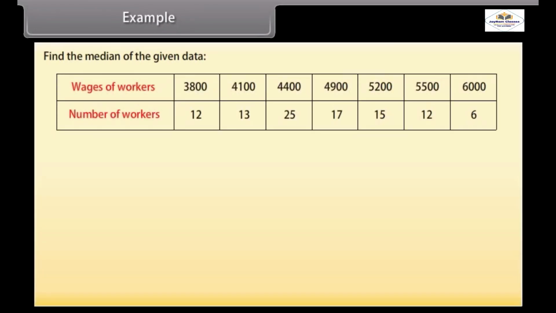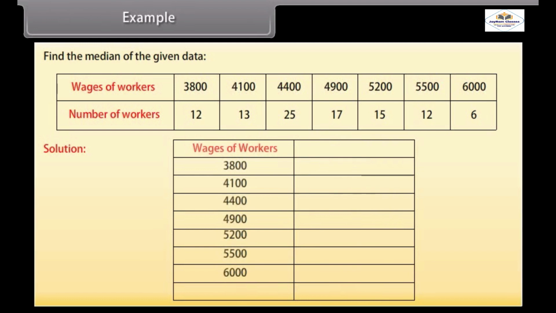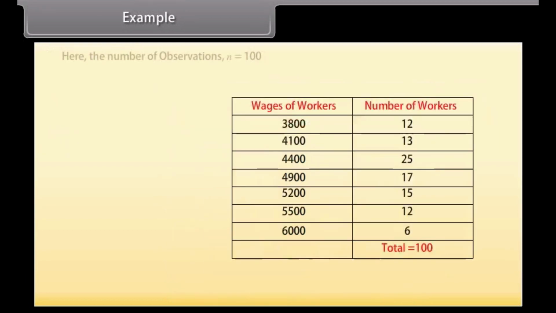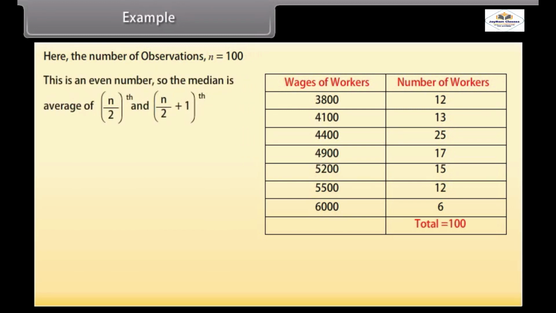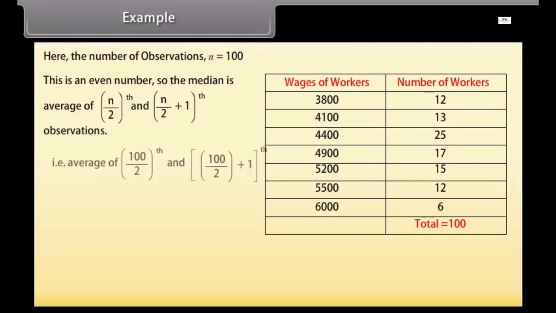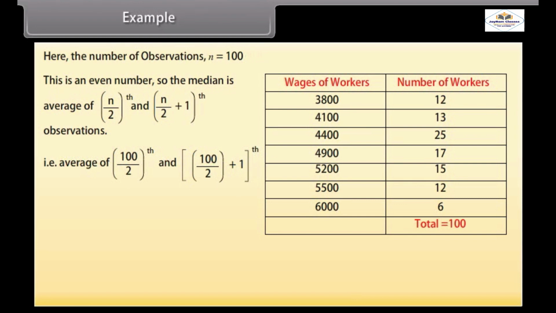Find the median of the given data. Solution. Firstly, we will write the wages of workers and the number of workers. The total number of workers is 100. Here the number of observations n is equal to 100. This is an even number, so the median is the average of the n by 2th and n by 2 plus 1th observations. That is the average of 100 by 2th and 100 by 2 plus 1th observation, that is, the average of the 50th and 51st observations.